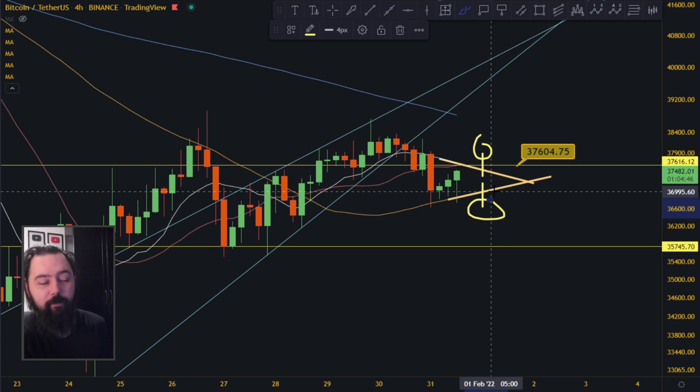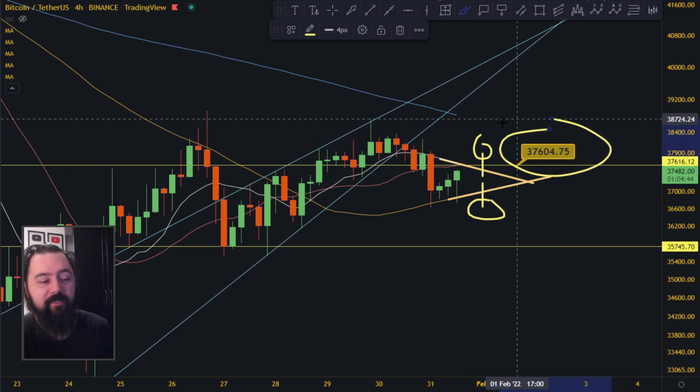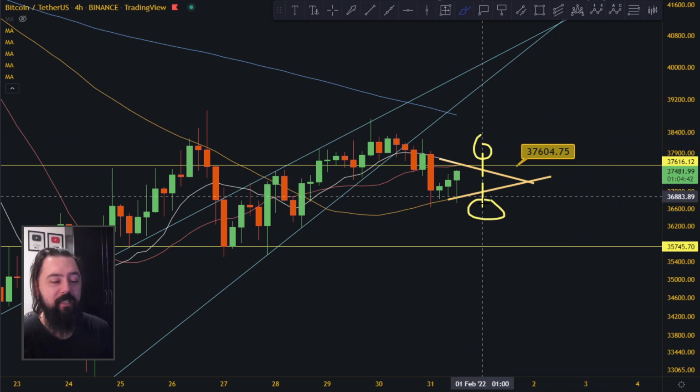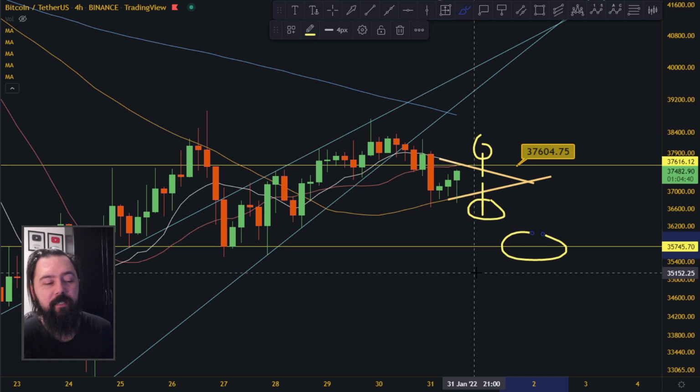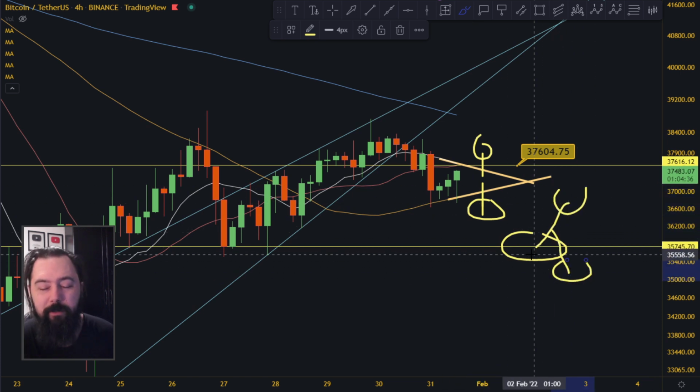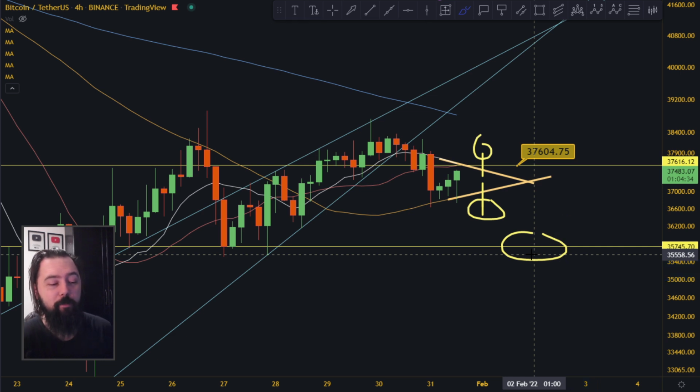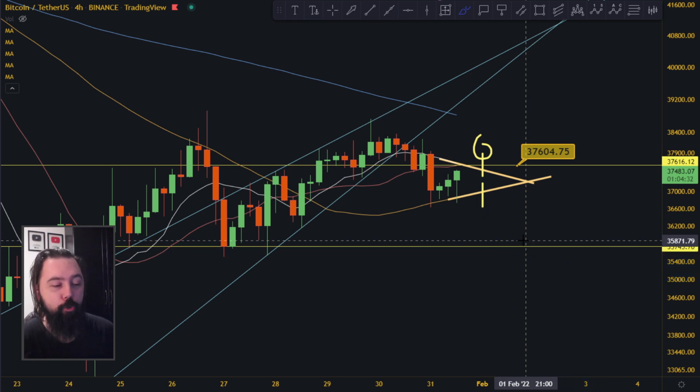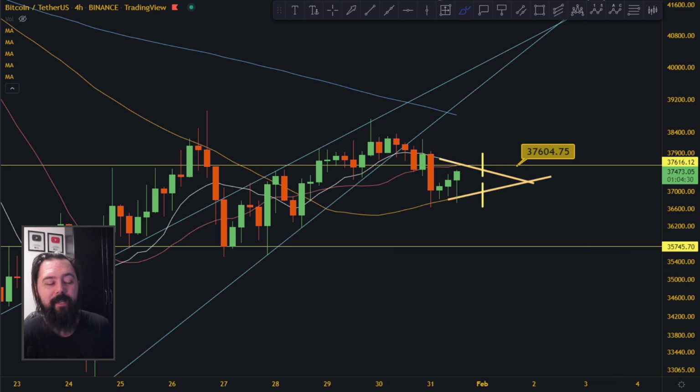I would like us to get above 37.6 because that would be bullish, but even if we go to the downside, I'm still looking at 35.7 to hold. If it starts failing at 35.7 or so, I'm going to become a little bit more bearish than usual. Anyways guys, that's what I've got for you today.